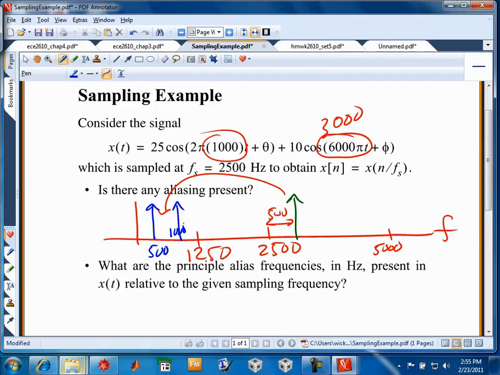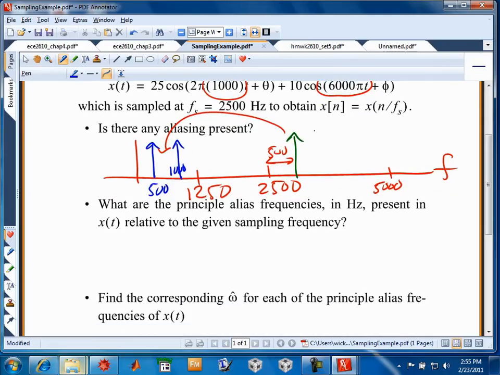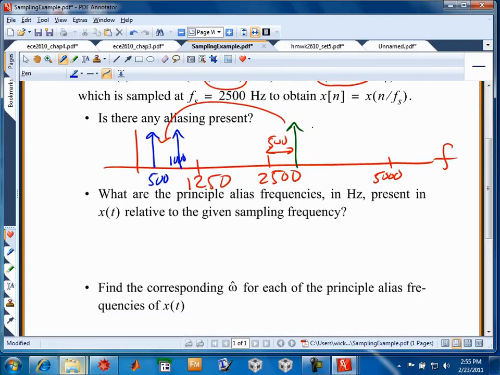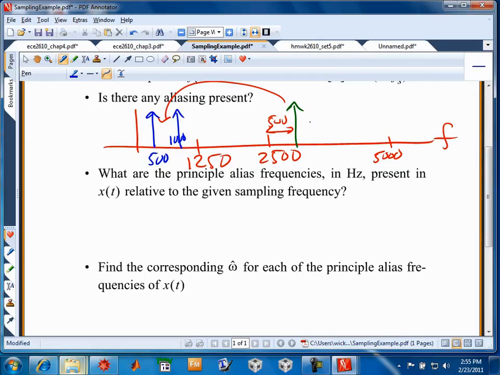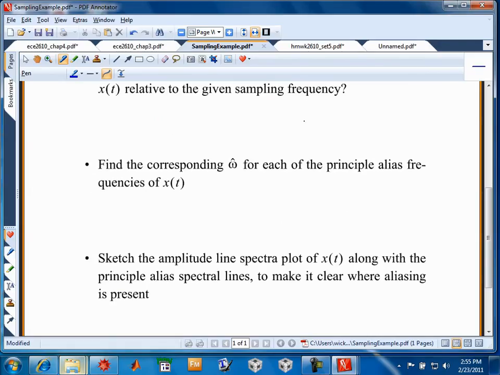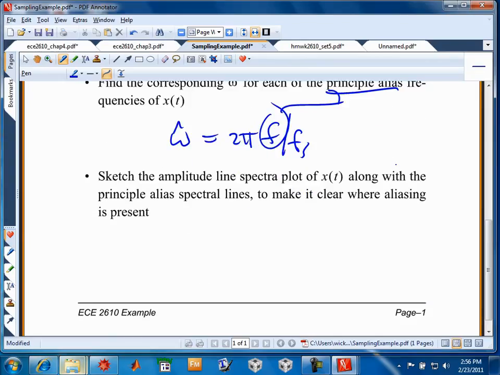So aliasing is present, and the way you write that down is you'd say yes, because 3,000 is not less than 2,500 over 2. What are the principal alias frequencies? We just sketched that out: 500 and 1,000, right? Those are the two frequencies present in the principal alias band. Finding omega naught hat is just working the equation I've been writing up multiple times, 2 pi times f over fs, but you have to load into here the principal alias frequency if you want to get omega hat in the principal alias band. Then the spectral plot, I kind of already have done that.